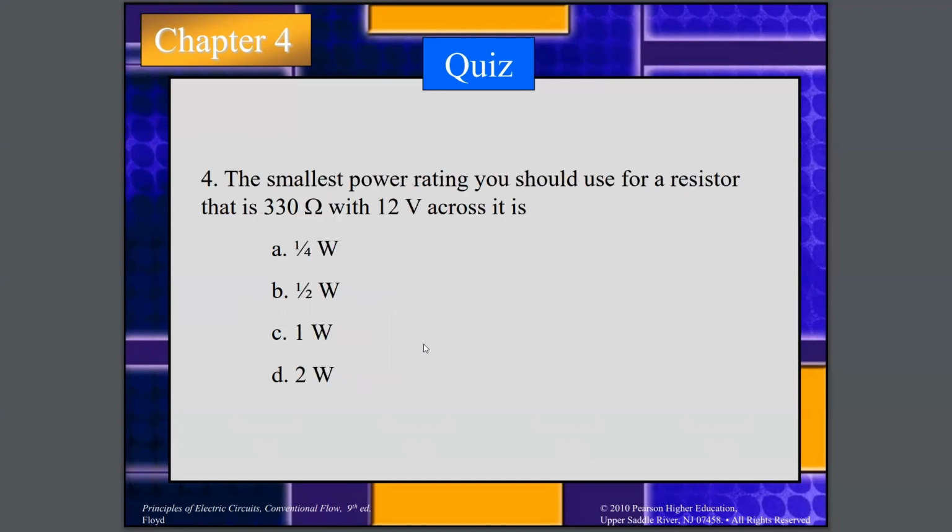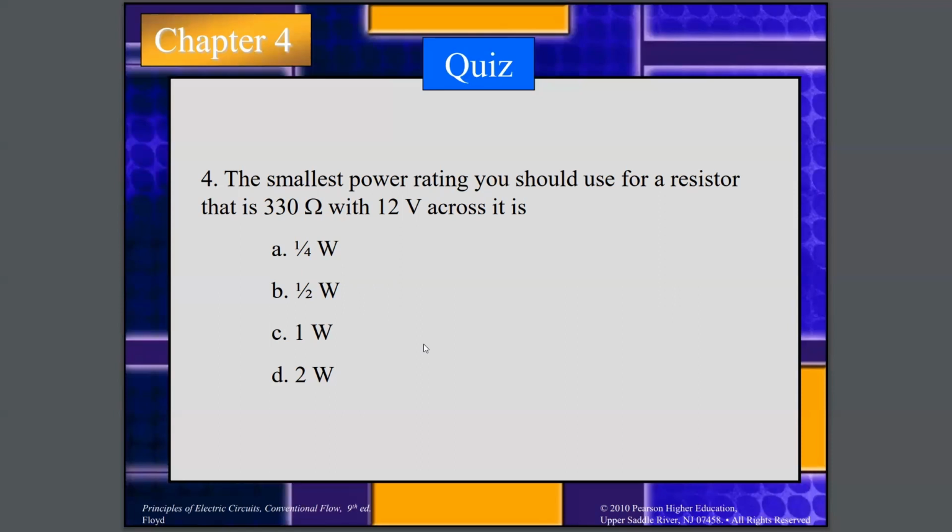The smallest power rating. So again, what is power rating? If you have a resistor, we can calculate how much power the resistor uses, and then we multiply that by a safety factor of 20%. So we multiply that by 1.2, which is 120%, and then we get the power rating that we're going to use. So when we buy the resistor, we're going to buy it with the power rating value.